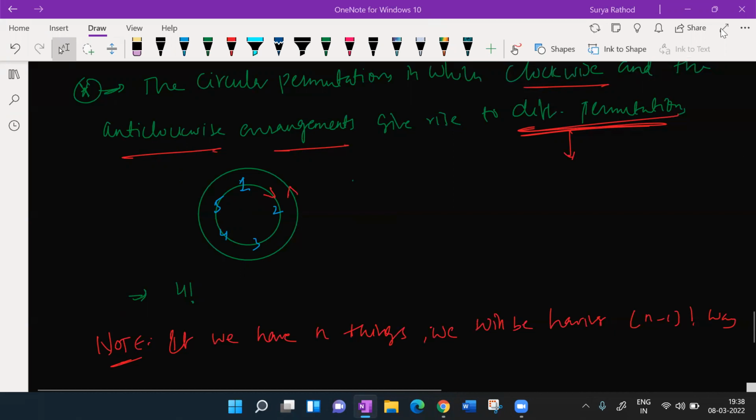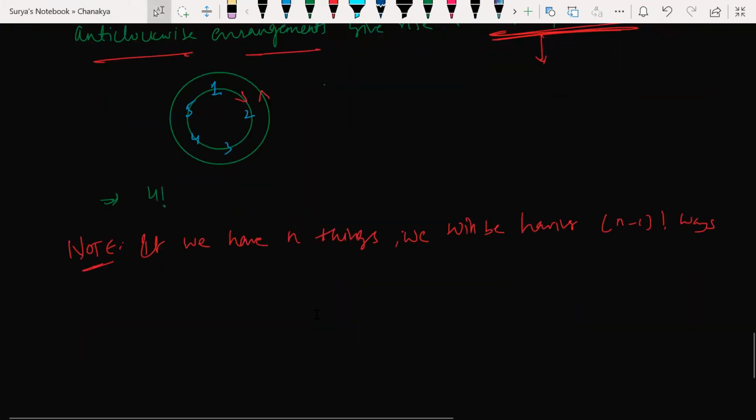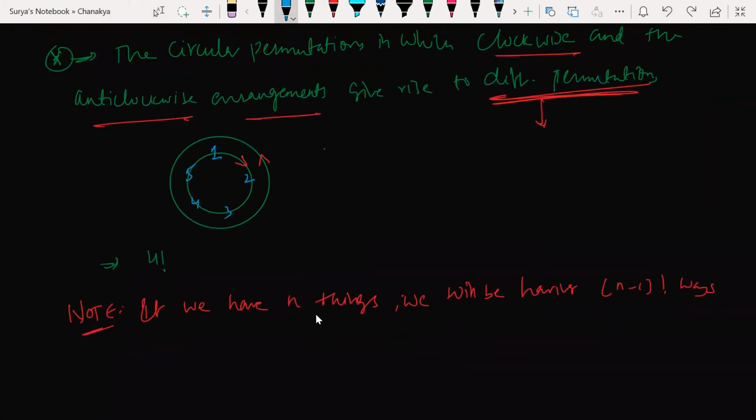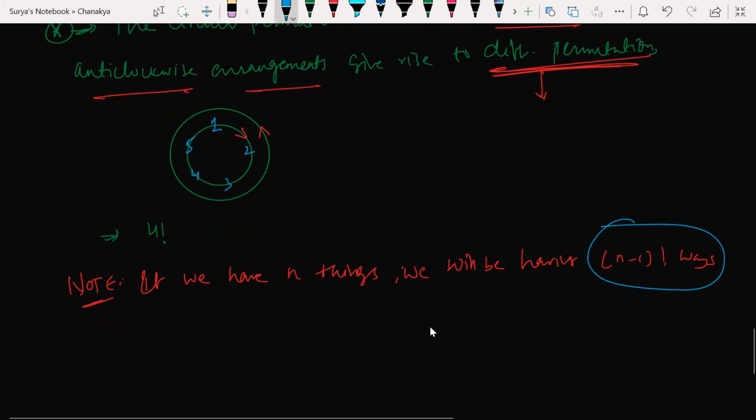Yes, guys, understood? If we have n things, we'll be having (n minus 1) factorial ways. First, suppose circular permutations in which clockwise as well as anti-clockwise arrangements give rise to different permutations. In such cases, we will have different permutations, like (n minus 1) factorial ways. We will solve the questions, you will understand.